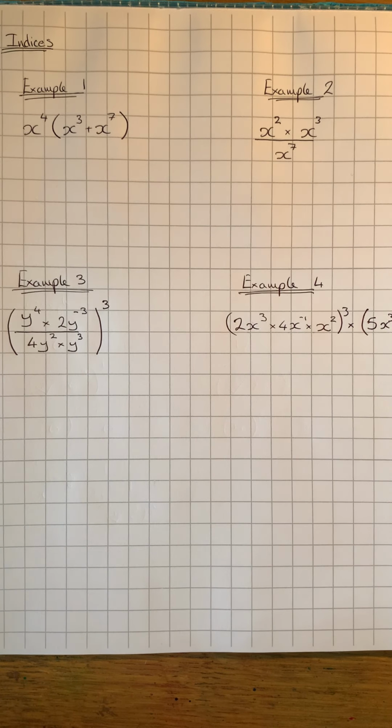Hi everybody, welcome to the fifth video on indices, National 5. In this video we're going to be looking at bringing all the rules together and trying to solve one that involves all the rules. So the multiplying and dividing rules, the power rule, a zero rule might pop in, any negatives, and of course the root rule.